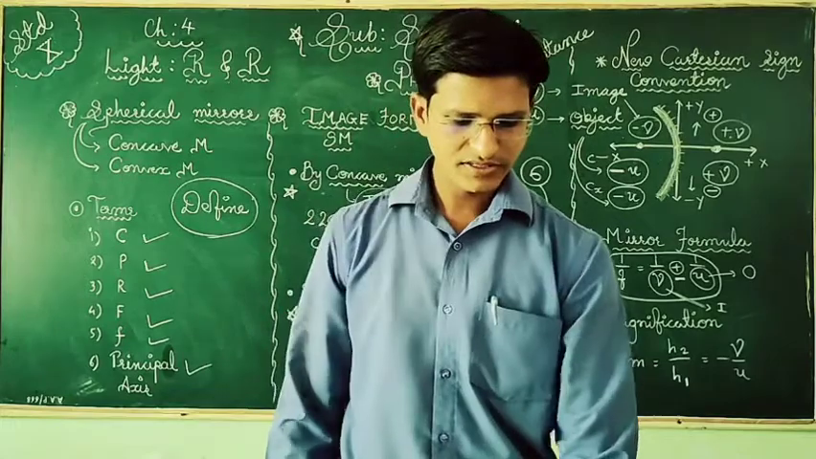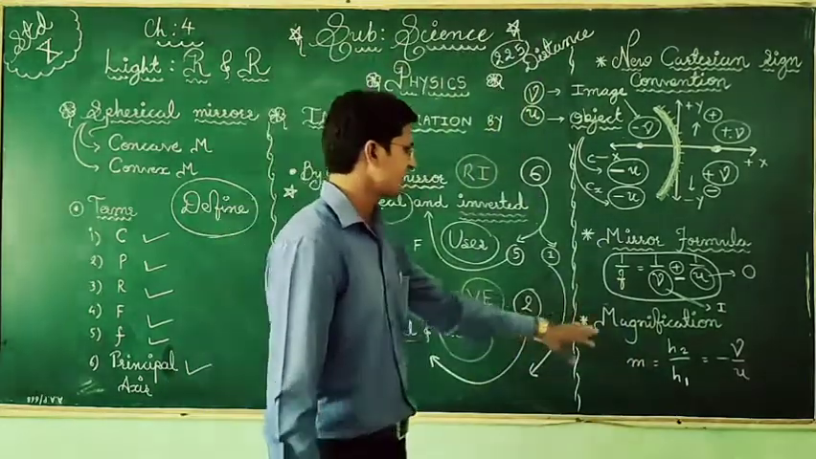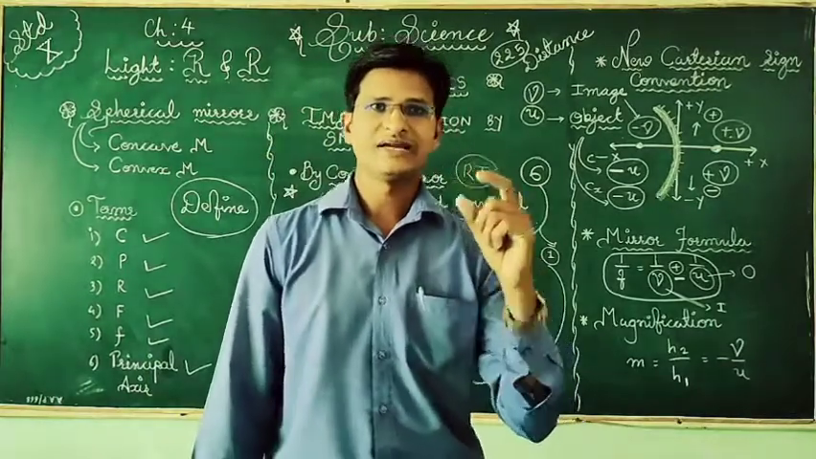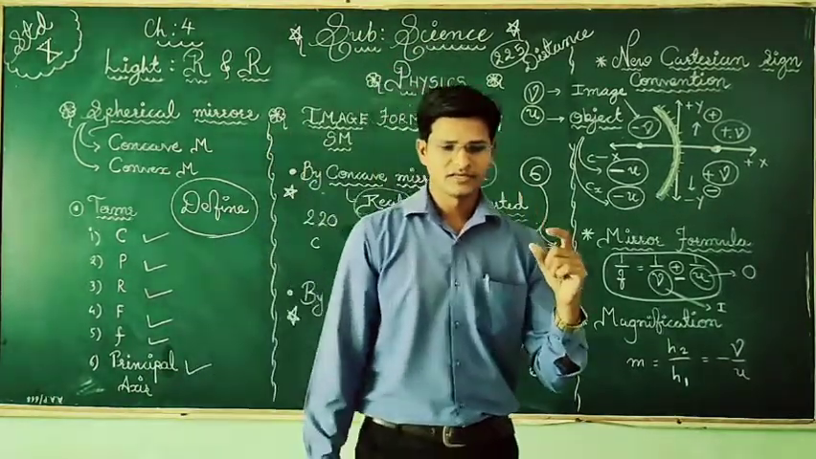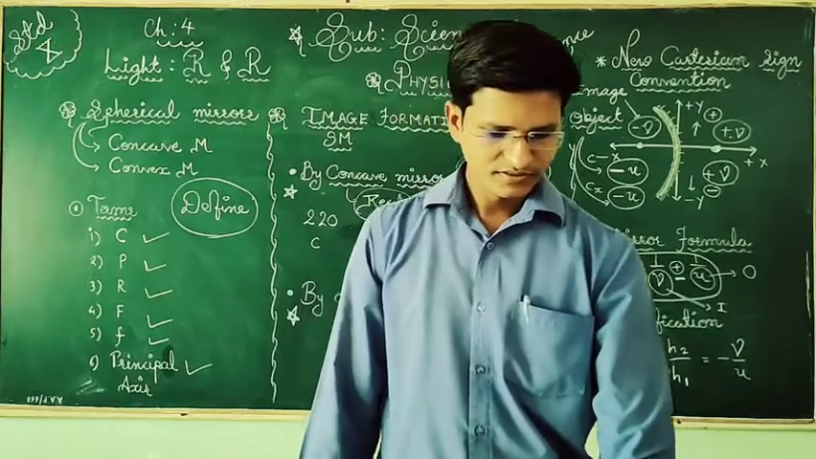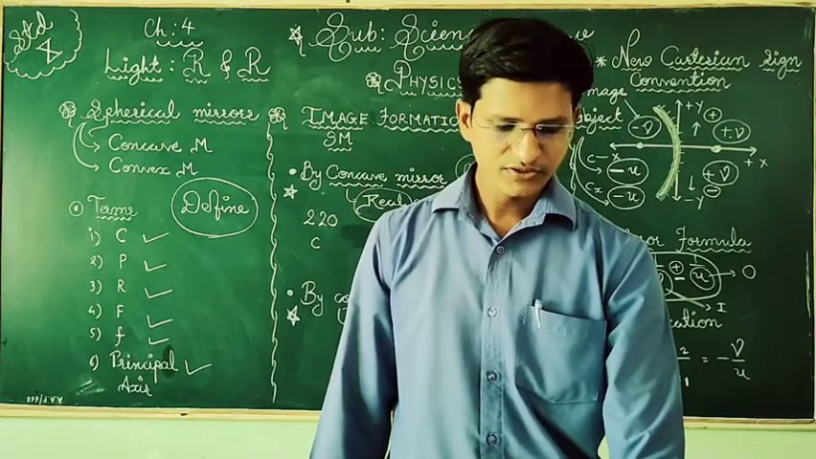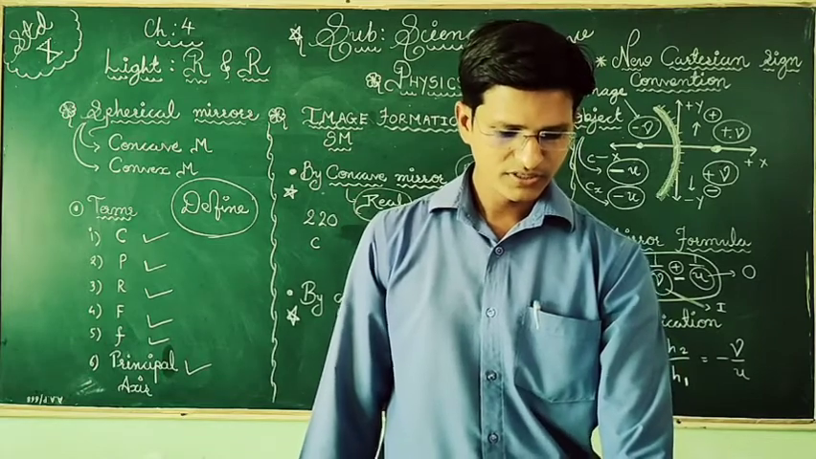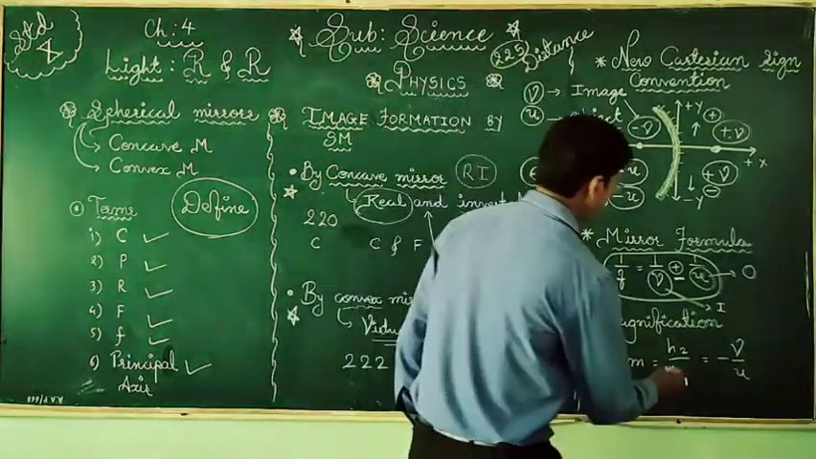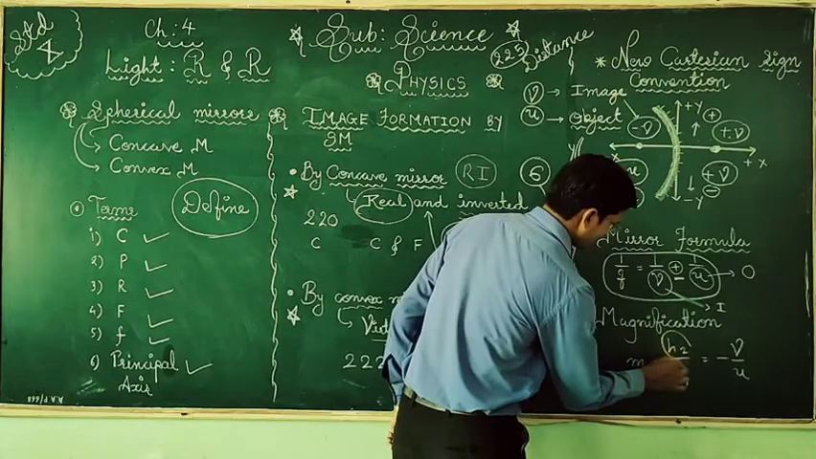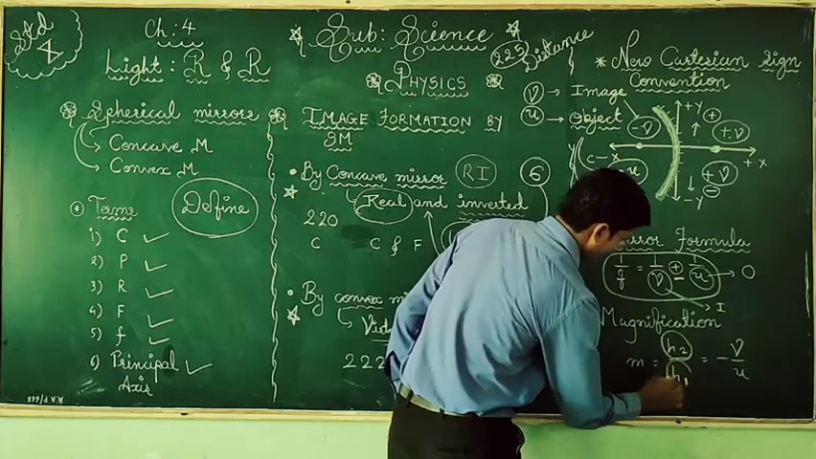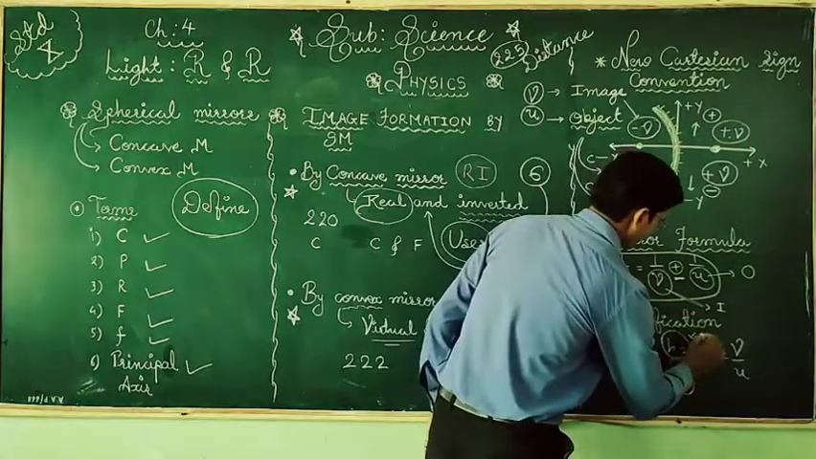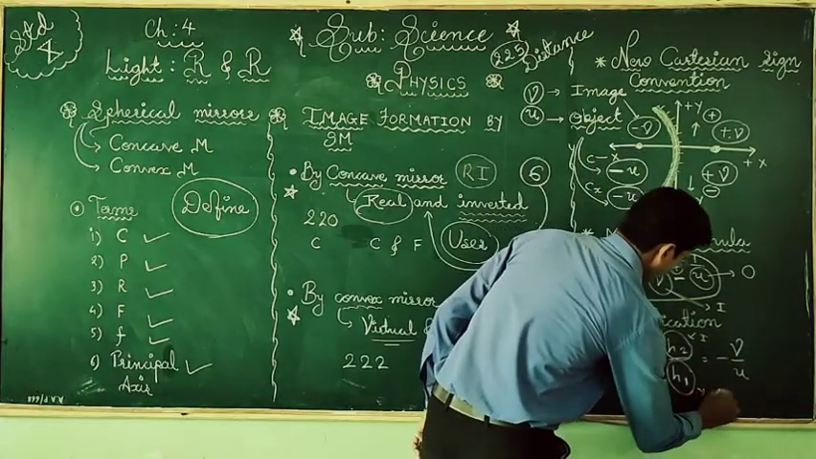Now another thing that we will discuss is magnification. Magnification depends on the height of the object and the height of the image. Here the height of the image is h2 and the height of the object is h1. So this is for the image and this is for the object.